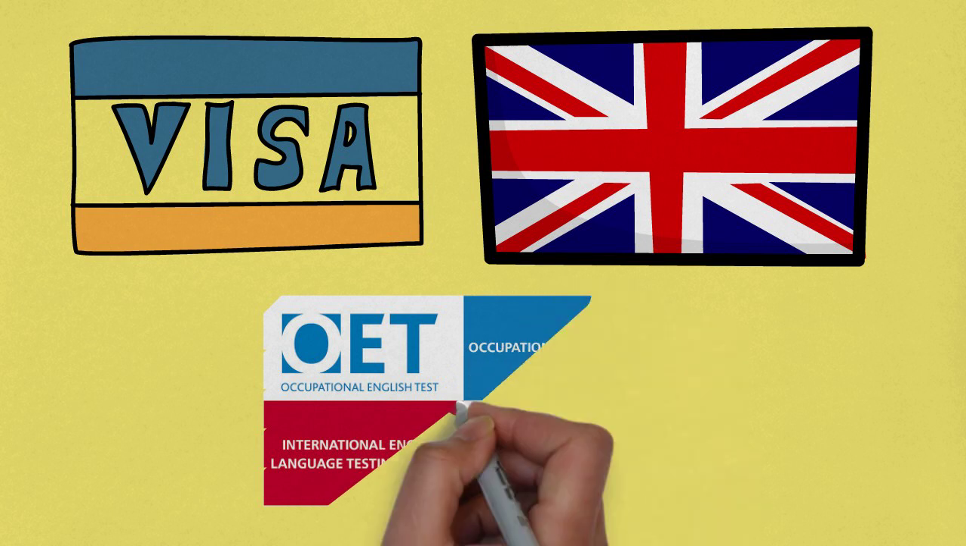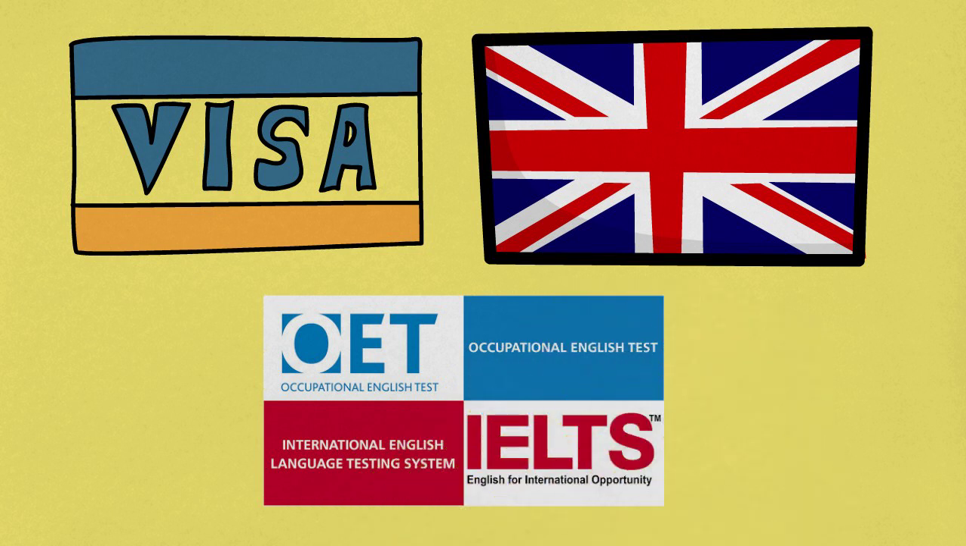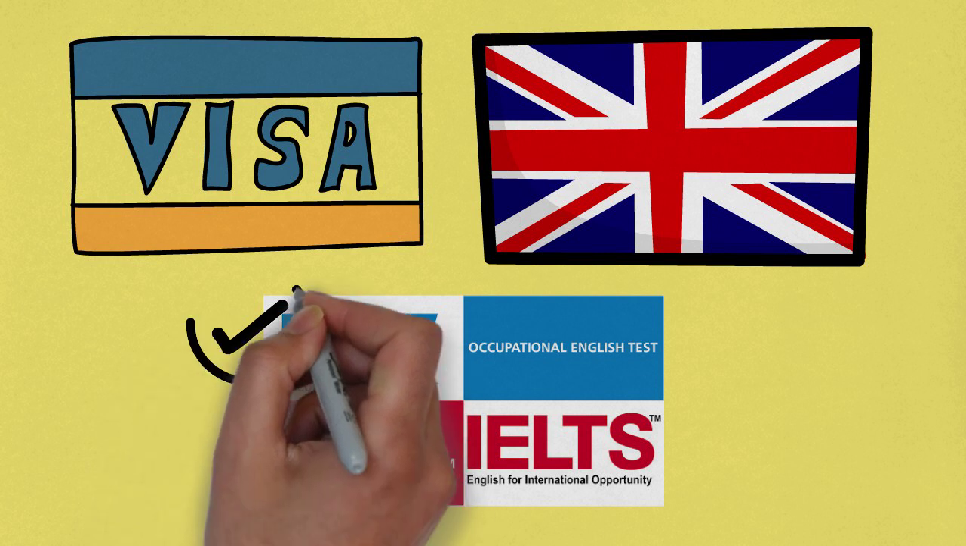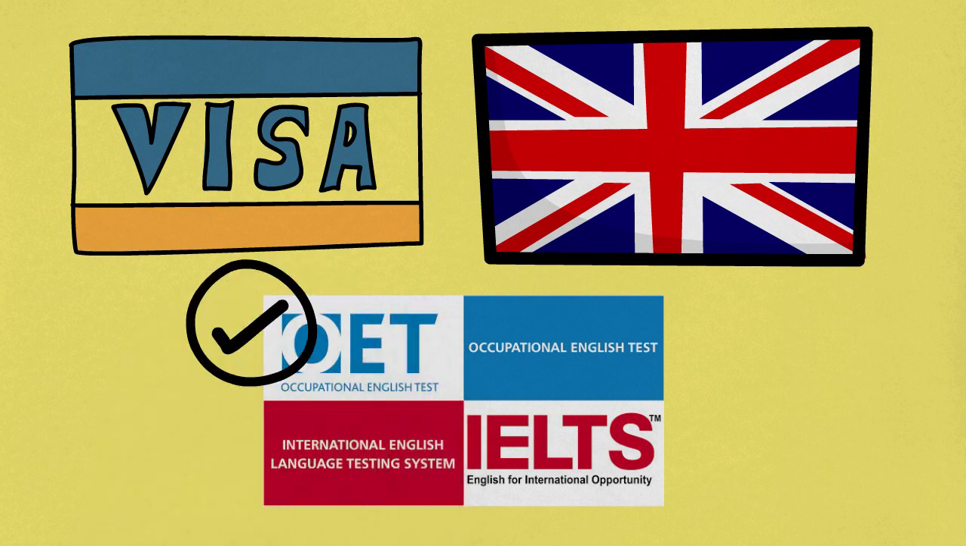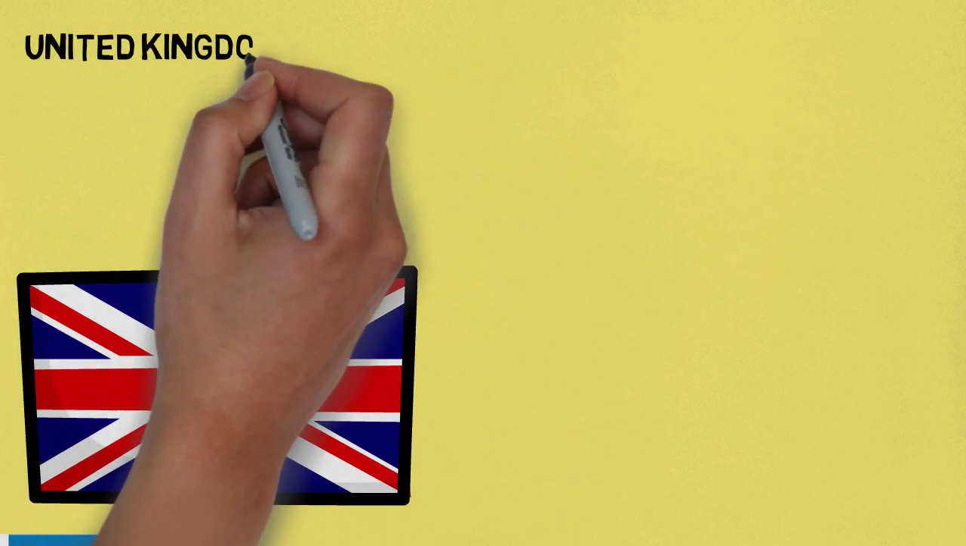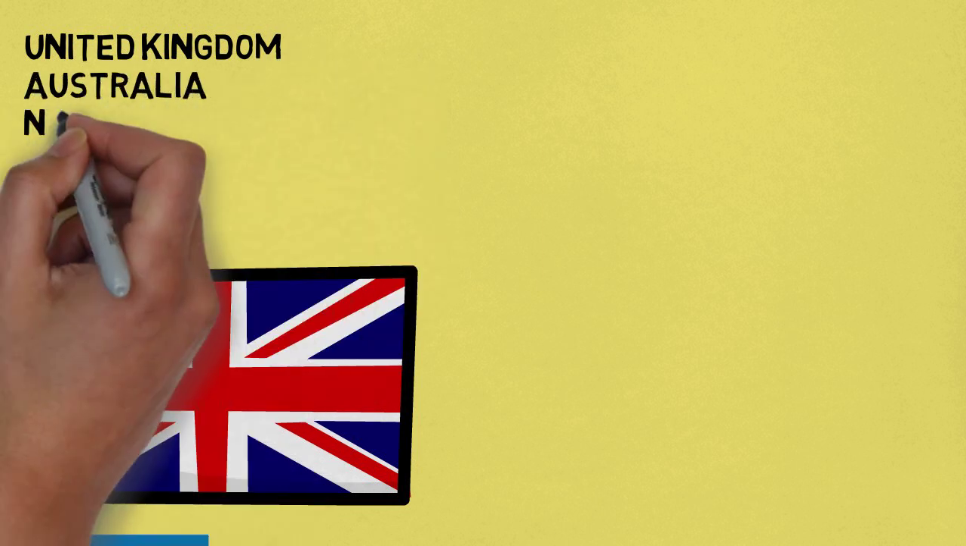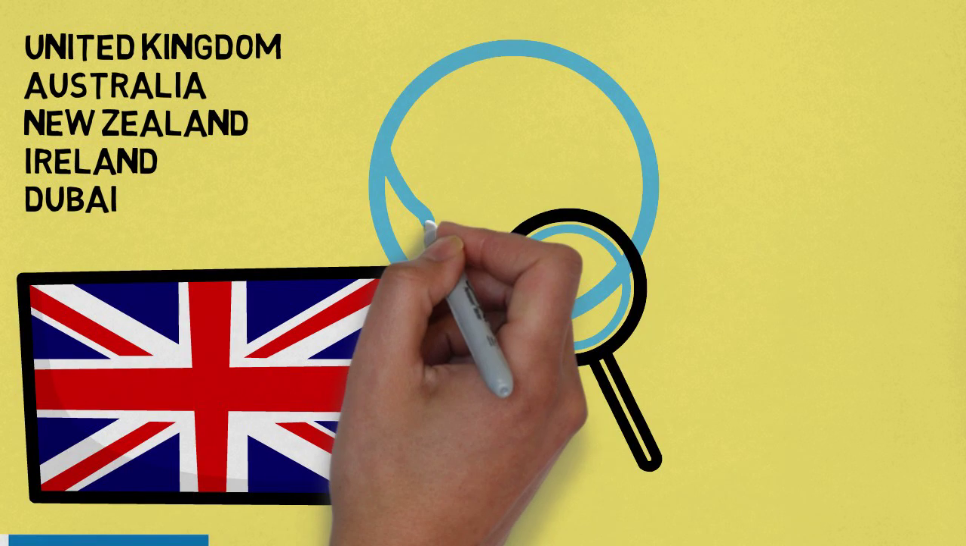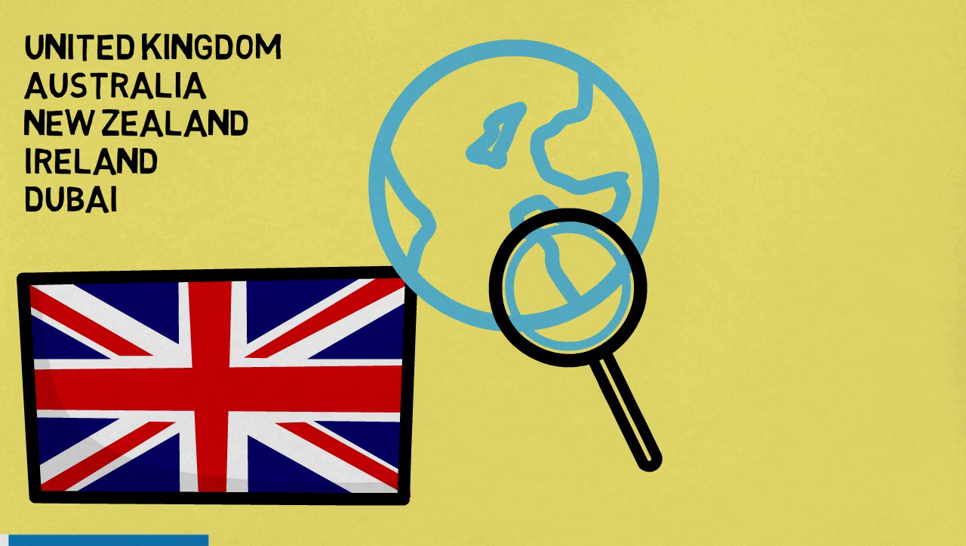The exam pattern is similar to IELTS. The only difference is that it is focused on a professional basis. It is available for nurses and doctors and other healthcare related professions. OET is recognized by various countries like the United Kingdom, Australia, New Zealand, Ireland and Dubai. The exam is held every month with multiple centers all over the world. The fee is 587 Australian dollars.